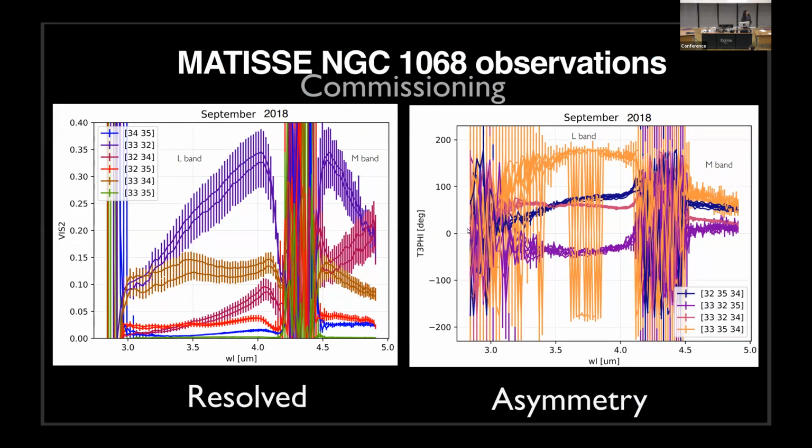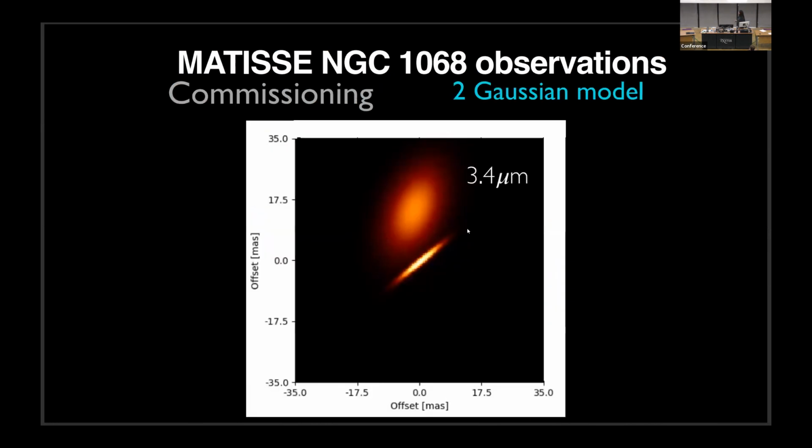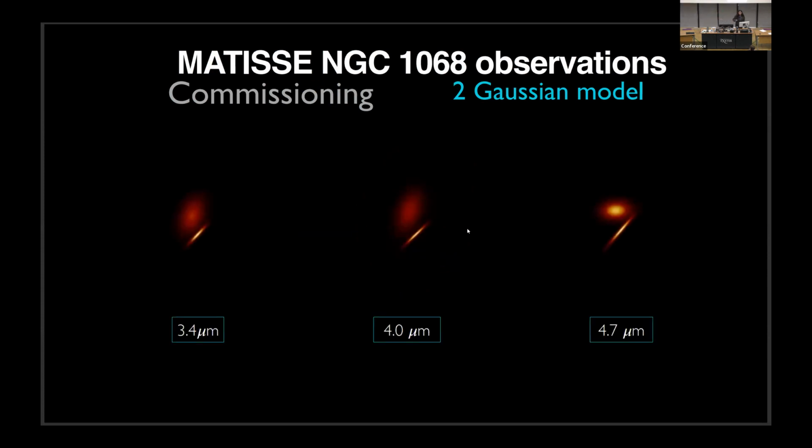So now we can look at the MATISSE data. This is commissioning data from 2018. You can see here that we're resolving the source. You can see that there's a lot of asymmetry. We have closure phases that are varying a lot all over the L and M bands. This is how we started studying NGC 1068, because we knew a little bit of how it looked in the N band, so we focused first on the L and M bands. And this is what we got with a simple two Gaussian model. This is at 3.4 microns, but actually we found that all over the L and M bands, we were finding the same two sources.